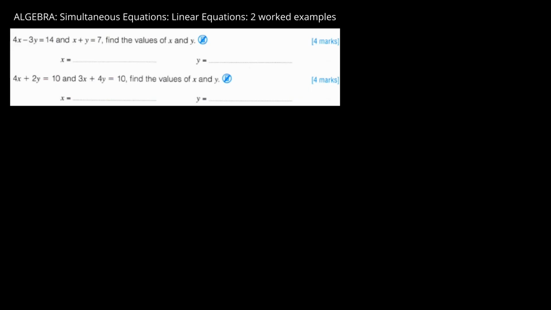Okay, I'm going to write the two equations down with the x terms, the y terms, and the number terms all in columns underneath each other. And I'm going to label the equations 1 and 2. And here we go with the substitution method.